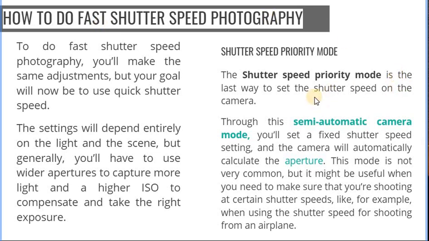So, the shutter speed priority mode is the last way to set the shutter speed on the camera. Through this semi-automatic camera mode, you set a fixed shutter speed setting and the camera will automatically calculate the aperture. This mode is not very common, but it might be useful when you need to make sure that you're shooting at a certain shutter speed, like for example, when shooting from an airplane.